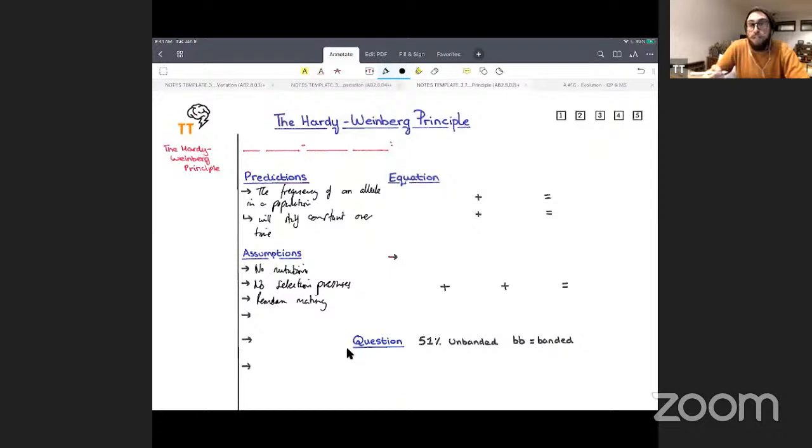Sticklebacks and lots of peacocks, you know, it's Fisher's runaway hypothesis. Maybe I should do a little series on just interesting tidbits. Fisher's runaway hypothesis and peacock tails, amazing.